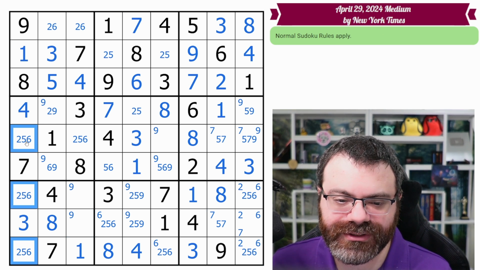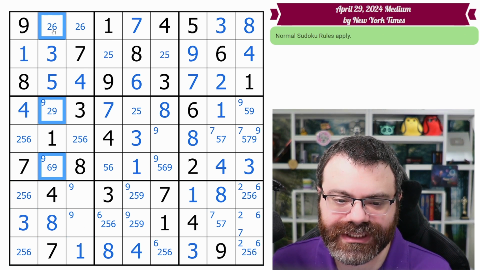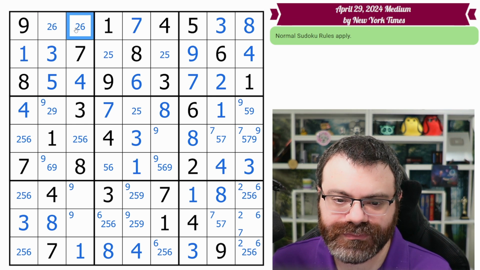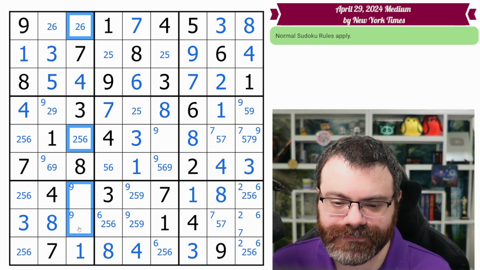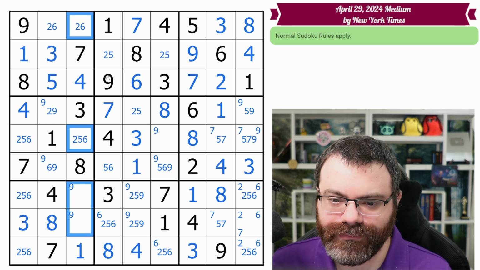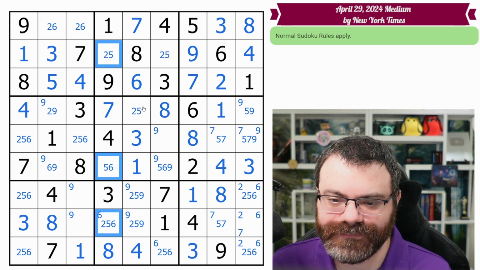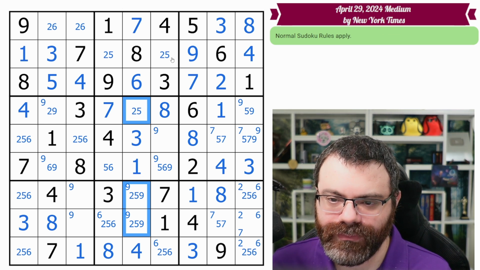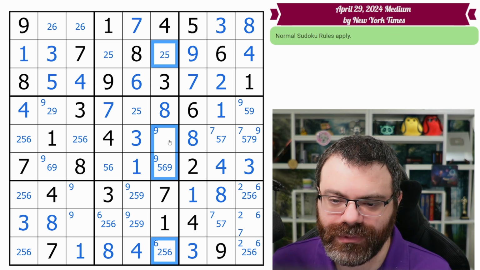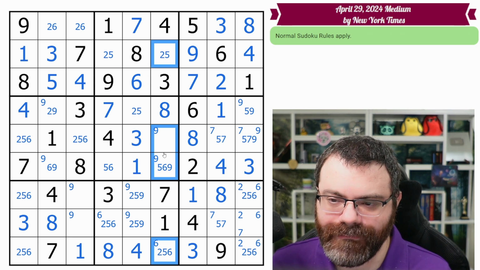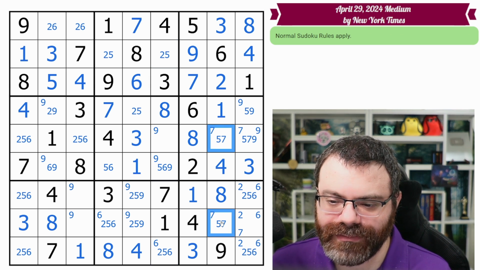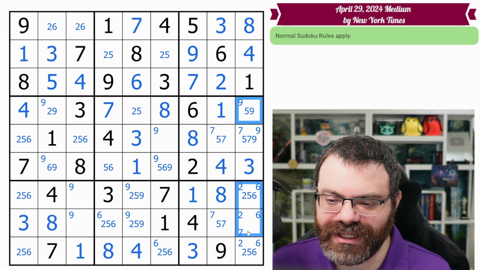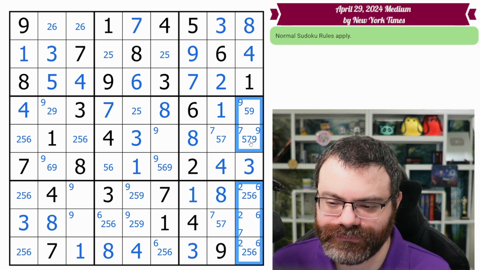Okay, vertically we've got 2, 5, 6. We've got 2, 6, 9. We've got 2, 5, 6, 9. We got 2, 5, 6. We got 2, 5, 9. I'm looking at how the 9 is down there, but we already took care of that. We got 2, 5, 6, 9. We're looking at how the 9's up here. We took care of that. This is a 5, 7 pair. And then we've got 2, 5, 6, 7, 9.